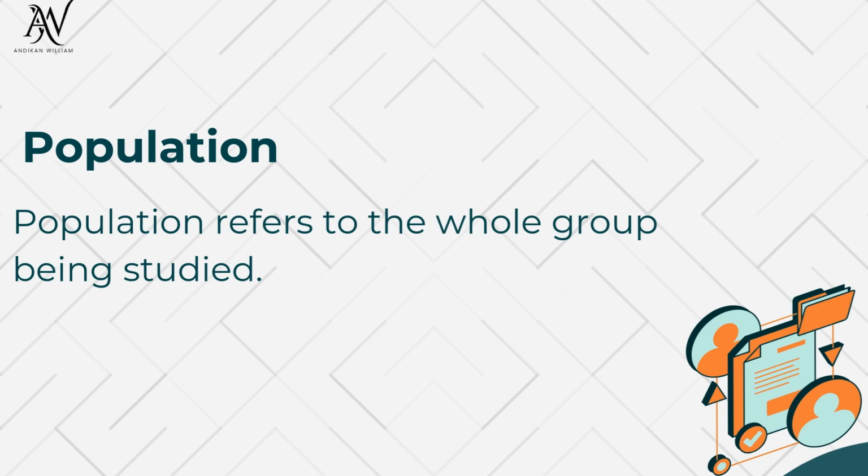Now, population. So we're just talking about the key terms in biostatistics. Population refers to the whole group to be studied. For example, you want to use the height of all the students in your school. That's the population. Now, taking the analysis of the whole population is known as census. Take note of that.